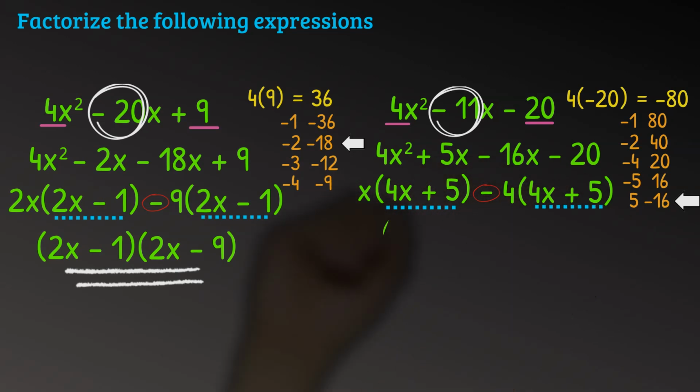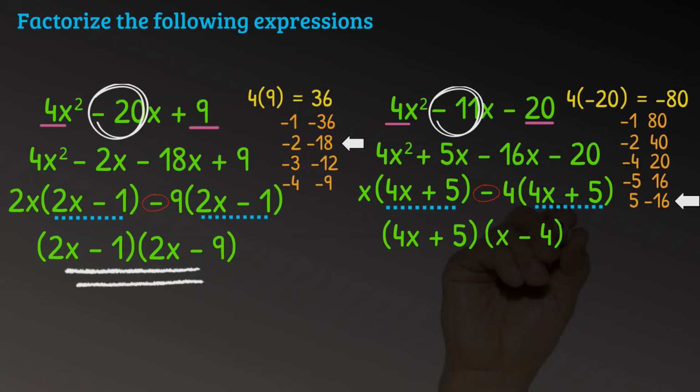And because these two brackets are the same, 4x plus 5 is the first bracket of our solution. And because it's multiplied by x and by minus 4, x minus 4 is the second bracket.